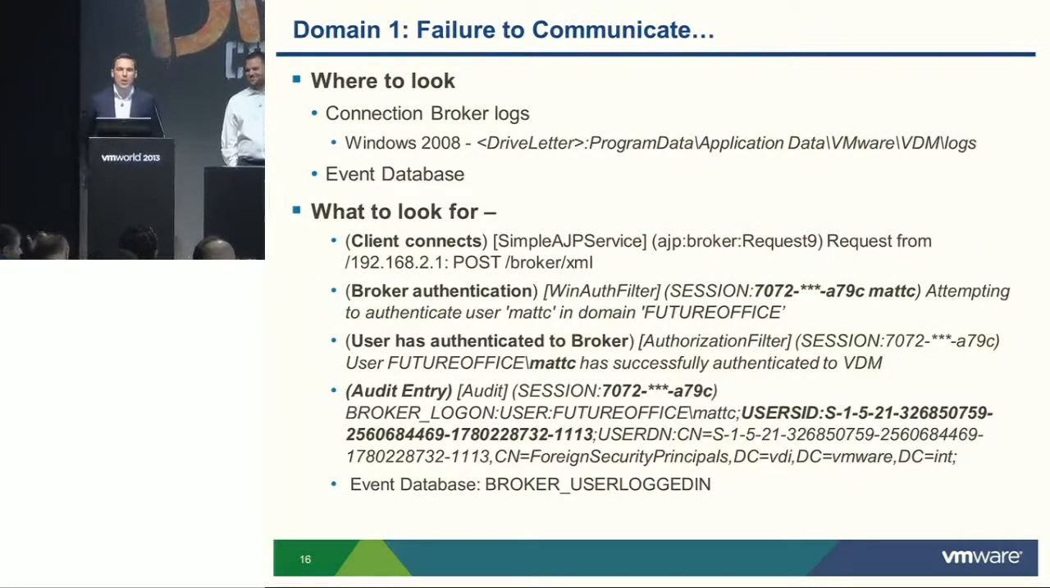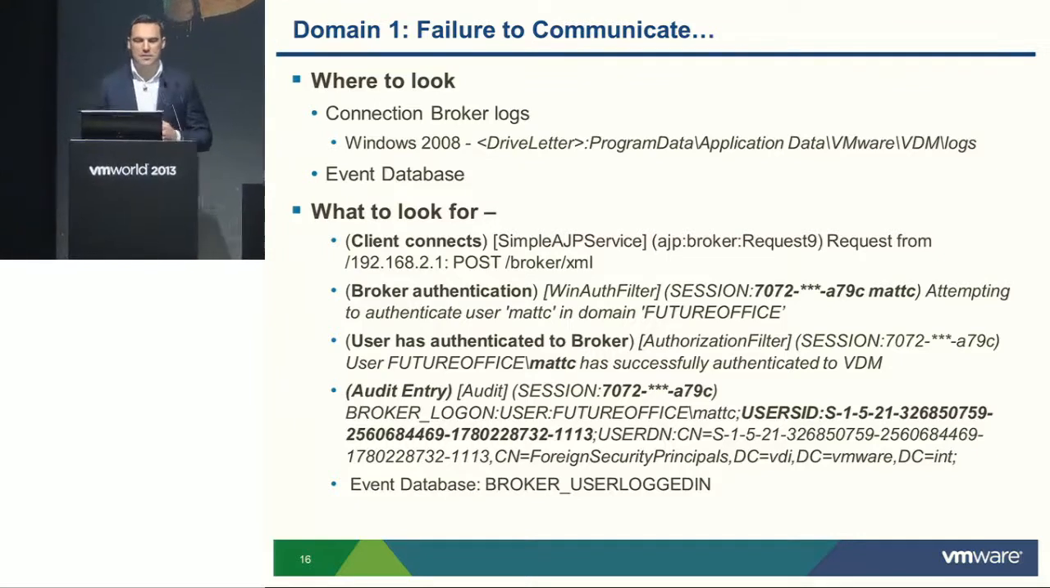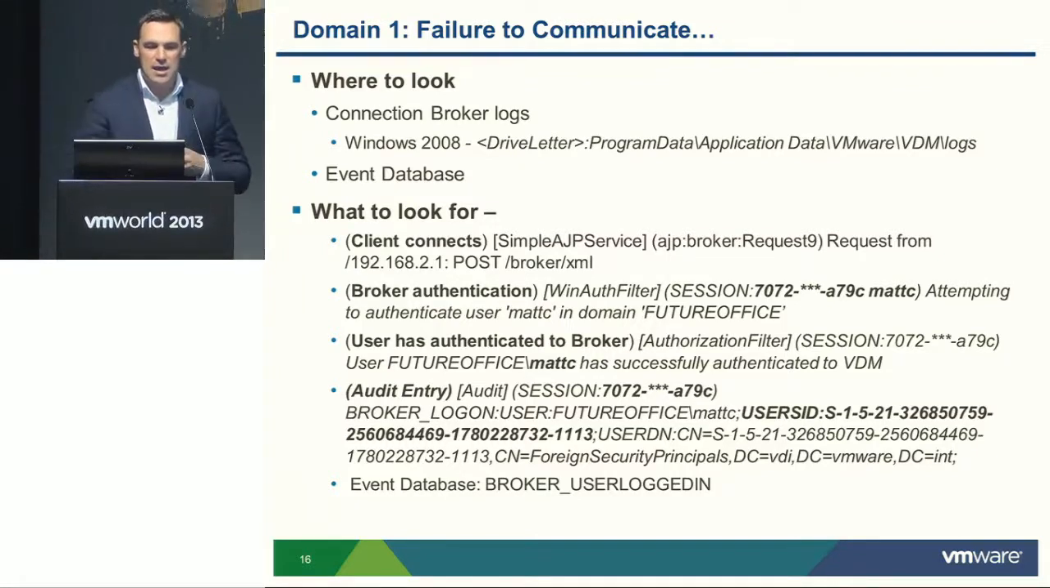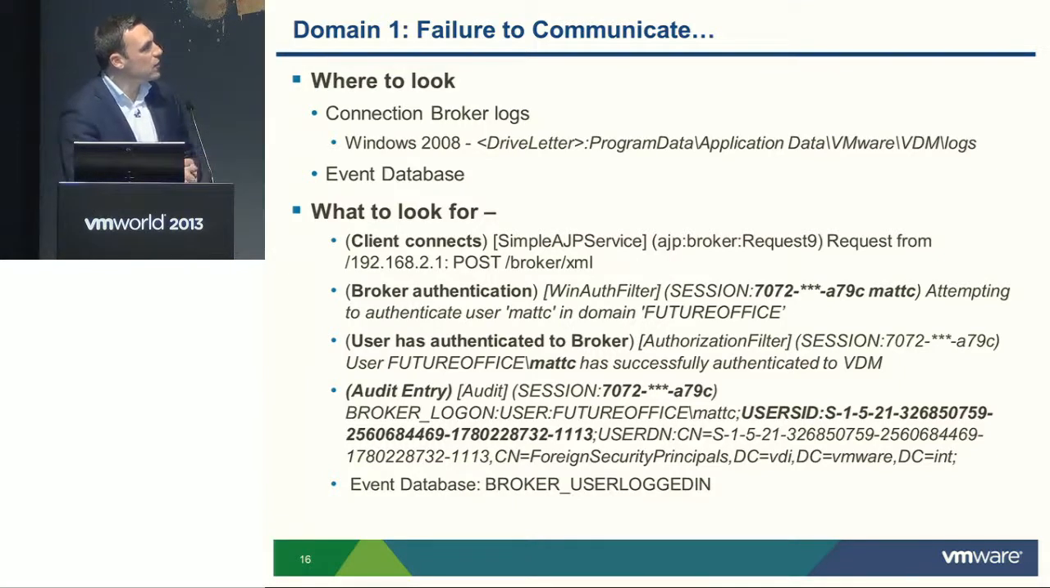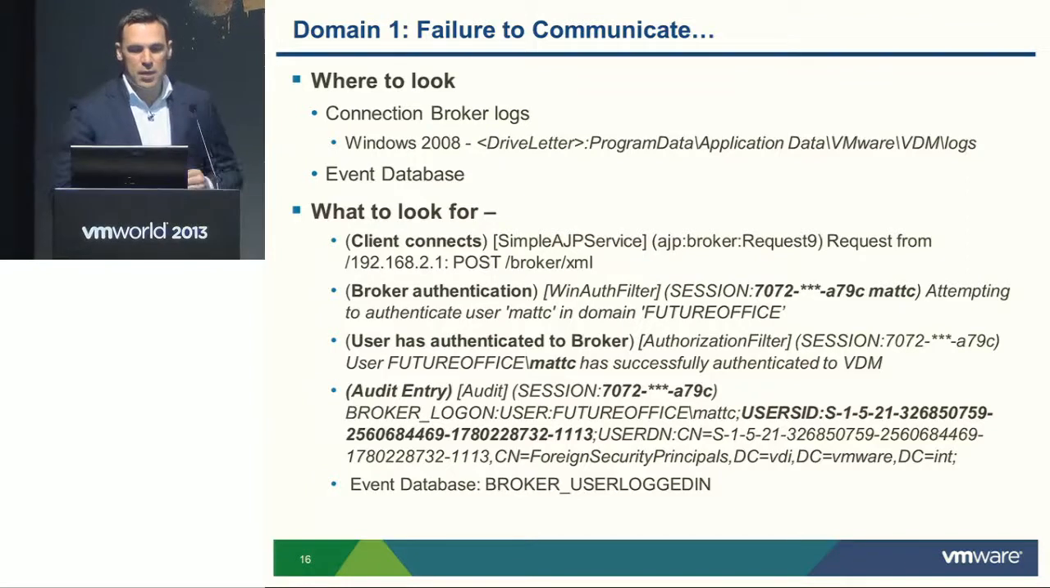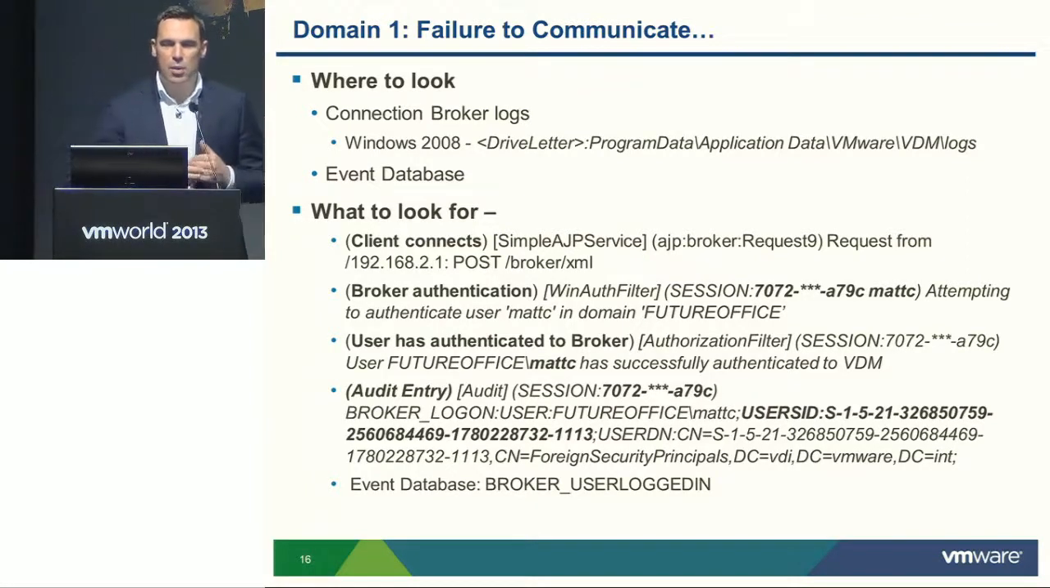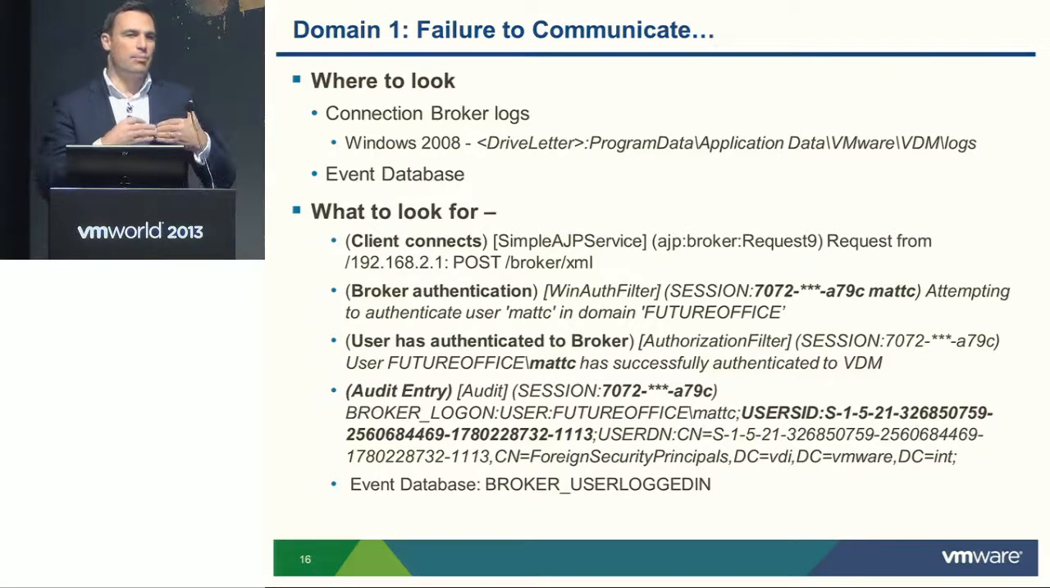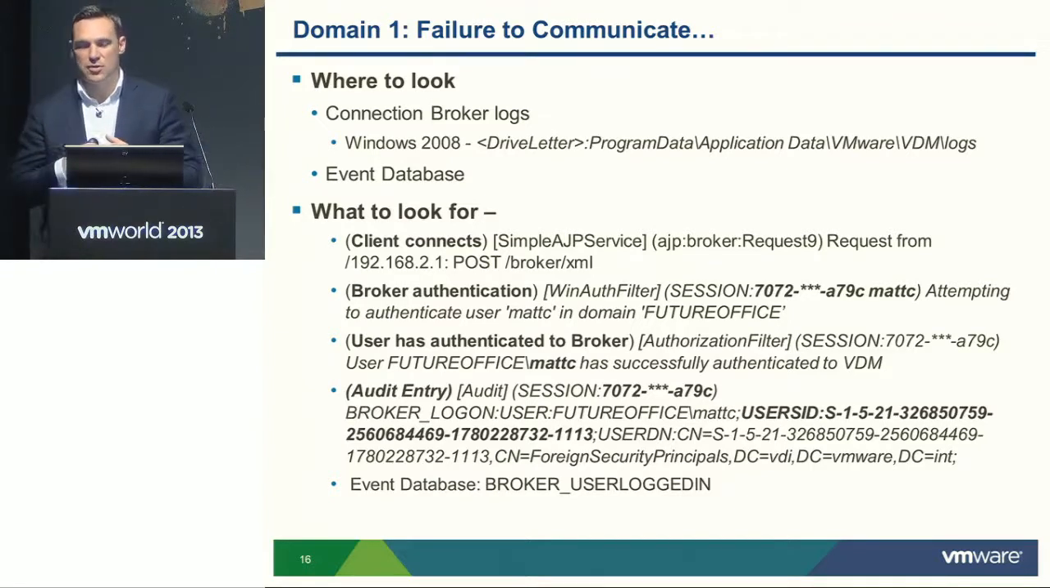So, failure to communicate, where to look. If you do have a client connectivity issue, one of the first things you can look at is the connection broker logs. On a Windows 2008 server, you can see this is where the logs are maintained. The thing to look for is when the client initially tries to connect, the connection server will log that attempt, and we see here that it's requesting the configuration from the connection server. When the client connects, the broker will send back its configuration, such as the Active Directory domains that the user can connect to.